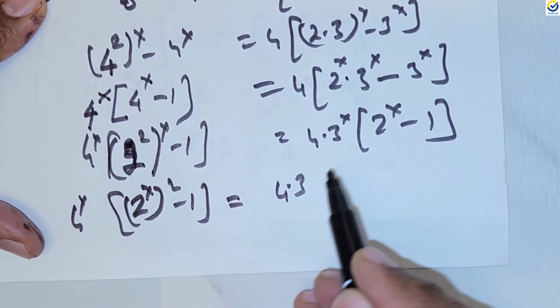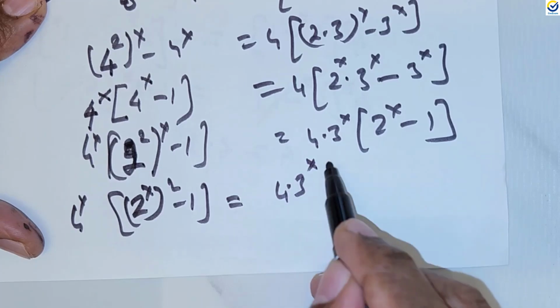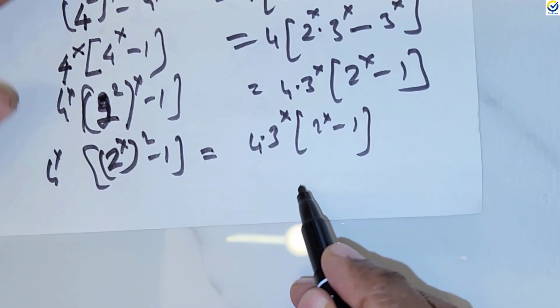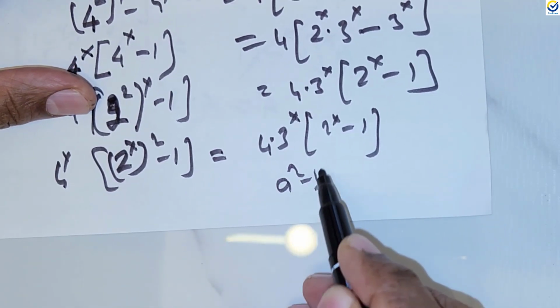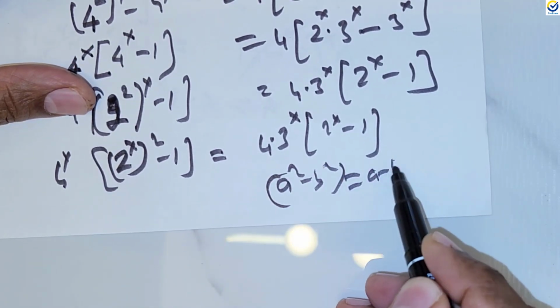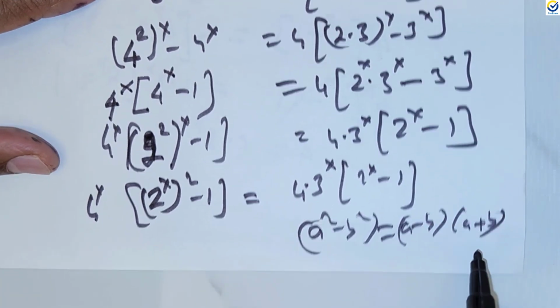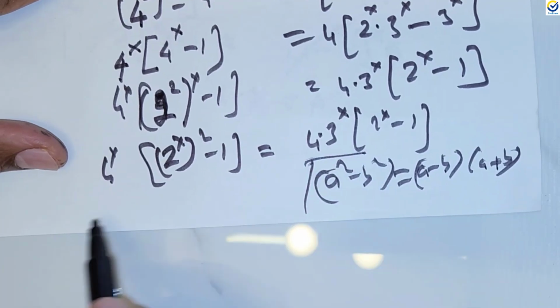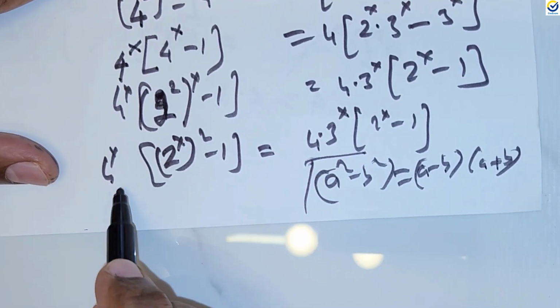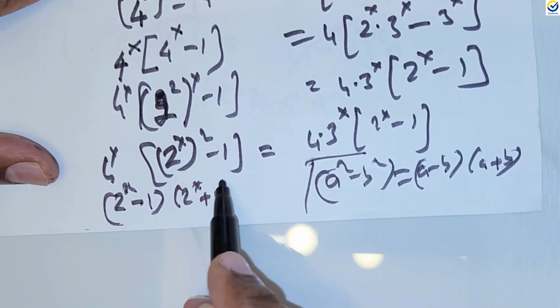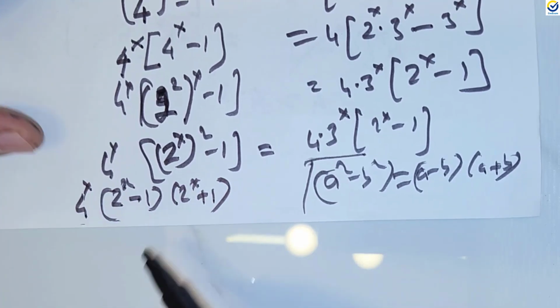So I want to just write the right hand side: 4 times 3 raised to the power of x times 2 raised to the power of x minus 1. Now this is of the form a squared minus b squared, which is going to be a minus b times a plus b. So this in turn would mean this is going to be 2 raised to the power of x minus 1 times 2 raised to the power of x plus 1. Of course you have 4 raised to the power of x there.